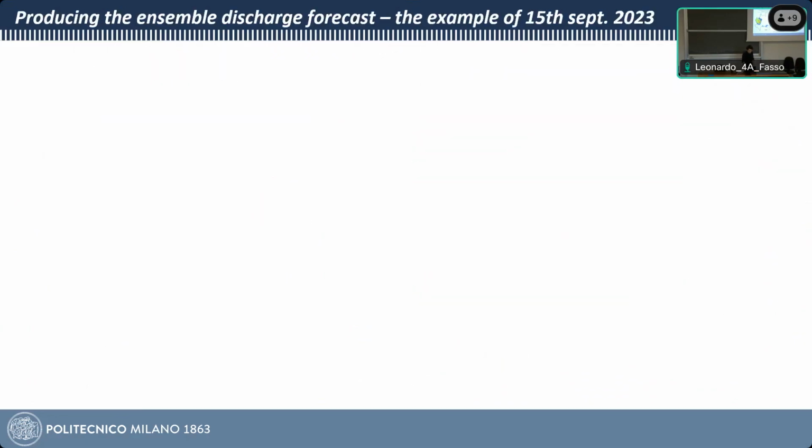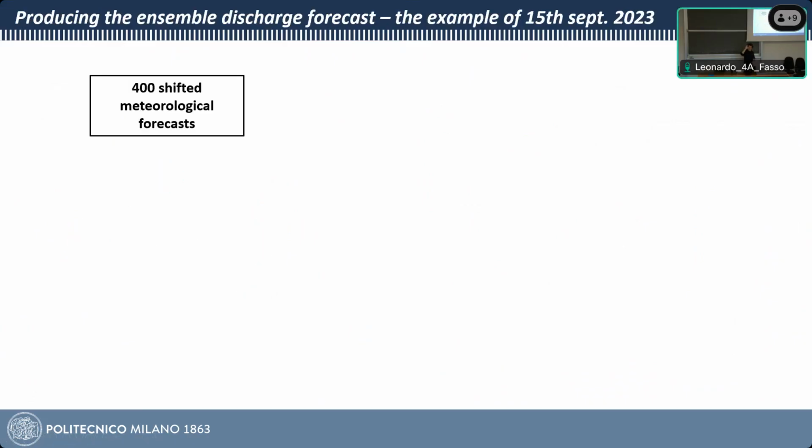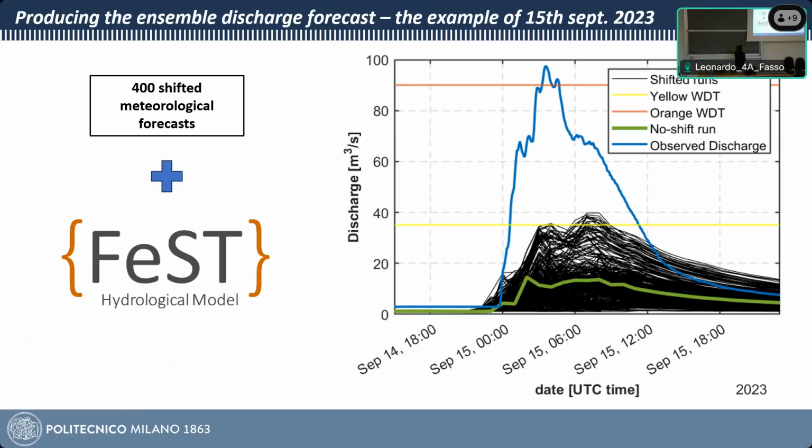So basically, we have the 400 shifted meteorological forecasts. We plug them as input to our hydrological model, which is the first hydrological model developed here at Polimi, and we get this. Here we see that in general the meteorological event was underestimated compared with what was observed.